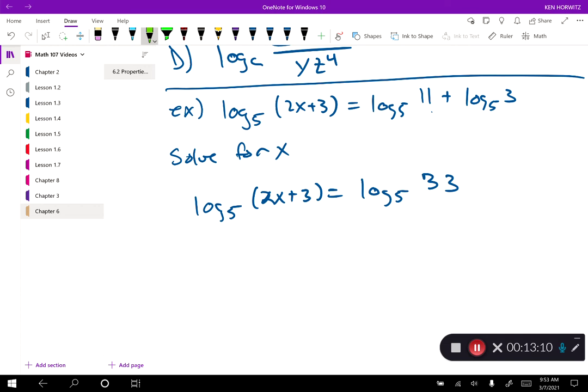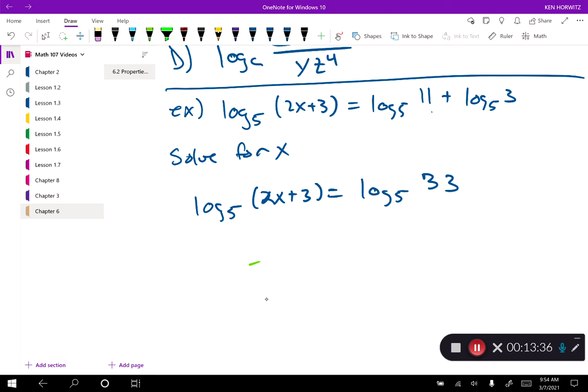Very similar to, here I'll use this as scratch. If I have 2x equals 2y, right? Very easy to see that x equals y, right? But the same thing happens if I say the log base 5 of x equals the log base 5 of y, x equals y. So that's the idea behind this, all right?